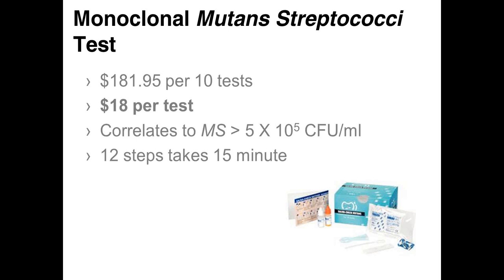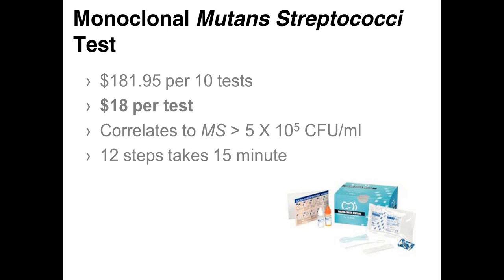So that's a challenge. One of the things that's been kicked around for years, certainly like a pregnancy test, is a monoclonal antibody test for Mutans Streptococci. This is developed by GC. It's available here in the U.S. It's $181.95 per 10 tests, which works out to about $18 a test. Again, if you're going to use these tests at $18 a whack or $19 a piece, that's something you're going to want to charge for.